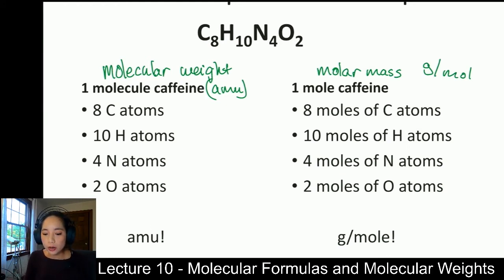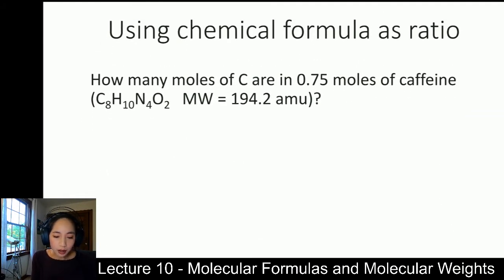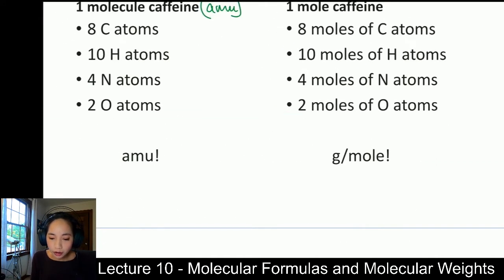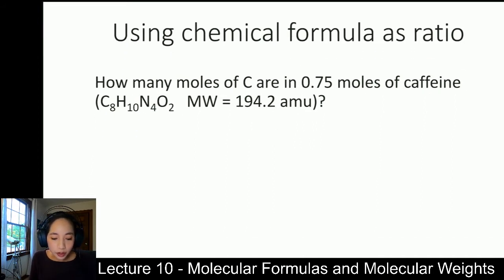So let me show you some examples of types of problems that I could ask relating to the subscripts of a chemical formula. So here I have a question. We're going to use that chemical formula as the ratio that I showed up here, that 1 mole of caffeine equals 8 moles of carbon, or it equals 10 moles of hydrogen, etc. So those are new quantities that we can use in our dimensional analysis unit conversion problems. This question says, how many moles of carbon are in 0.75 moles of caffeine?